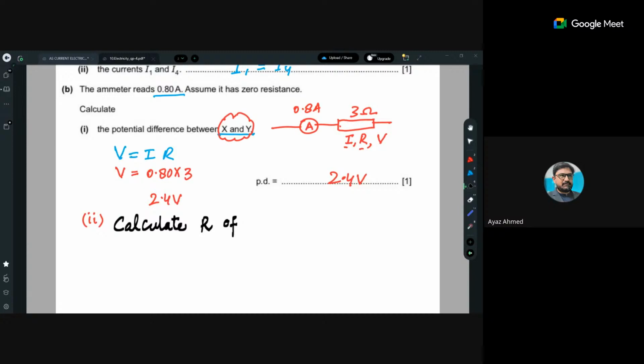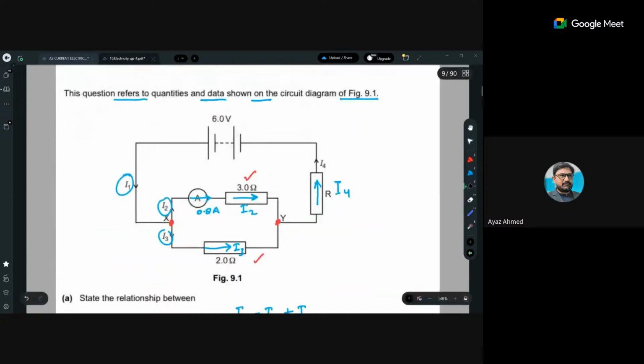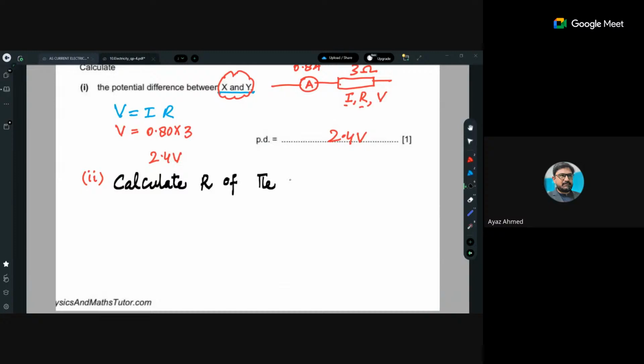What do you say? Calculate R of the variable resistor. Is it a variable? No, it is a fixed one. So calculate R of the resistor. Yes, hurry up. You have just 3 minutes and it is a 3 marks question.